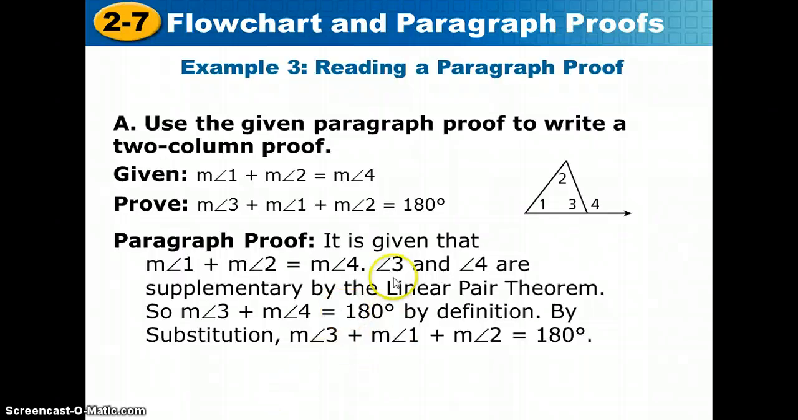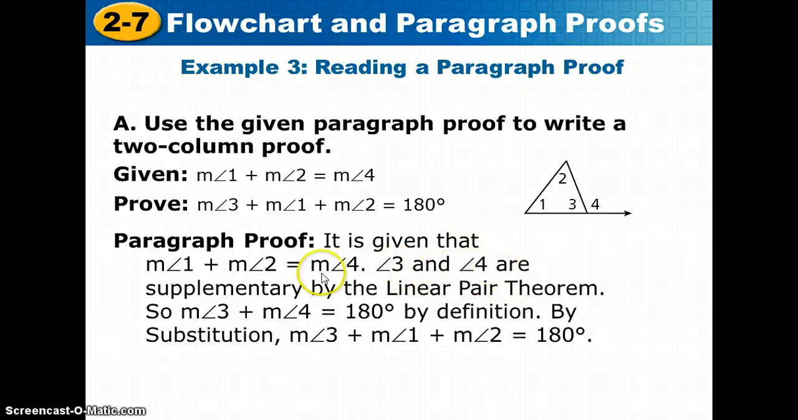In example 3, you're going to use the given information and the paragraph proof to write a two-column proof. We are given the measure of angle 1 plus the measure of angle 2 equals the measure of angle 4. We need to prove that the measures of angles 3, 1, and 2 all add up to 180 degrees. It's given the measure of angle 1 plus the measure of angle 2 equals the measure of angle 4. Notice that first statement just covers the given information. The next sentence will talk about what we know now.